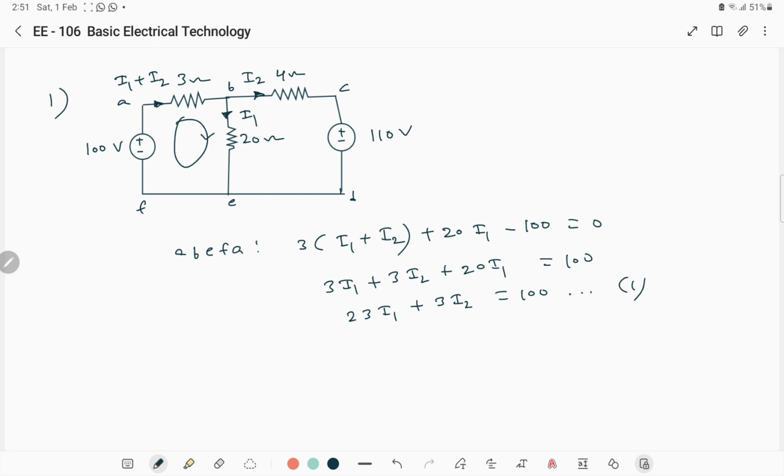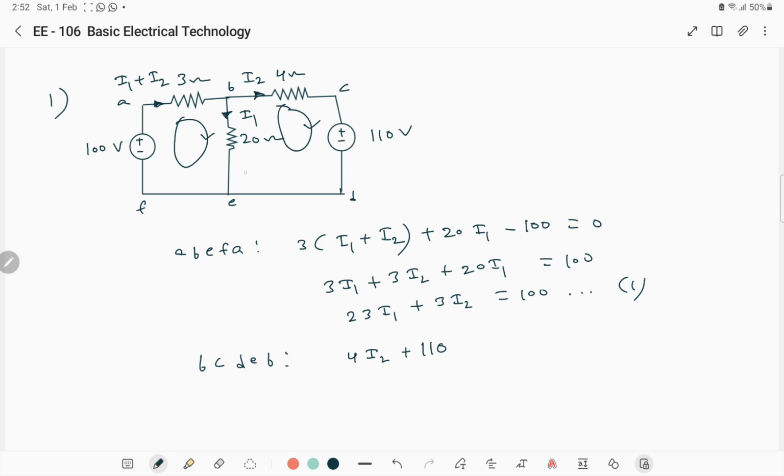Let's apply KVL in the other loop. Let's take this loop in this direction. Okay, so let's define the loop as BCDEB in a closed path BCDEB. Applying KVL in the closed path BCDEB: 4 into I2 because it is also coming in the loop direction. Positive terminal of the battery is encountered first, so it will be 110 volts.